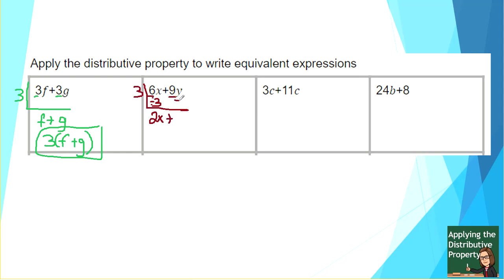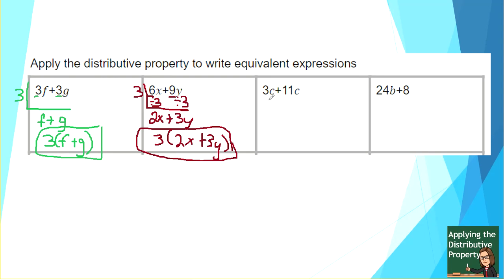Plus, now I'm going to go 9y divided by 3. So 9 divided by 3 is 3, and I must keep that y. I can't just throw it away. Again, I put the number that I divided by on the outside, and then I put what I have left on the inside, like this. And that's it. That is our answer. Okay? Let's look at our next one.